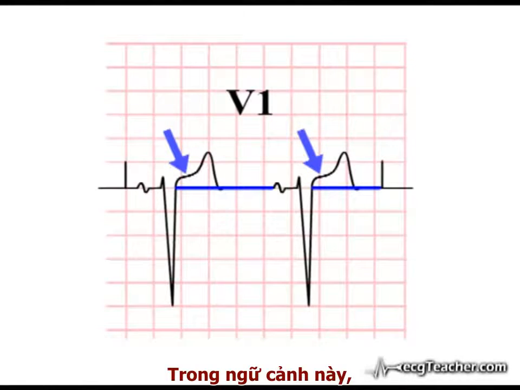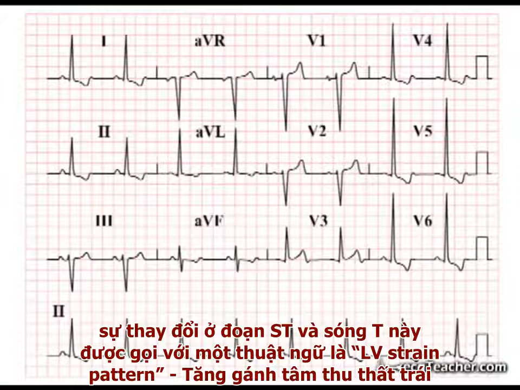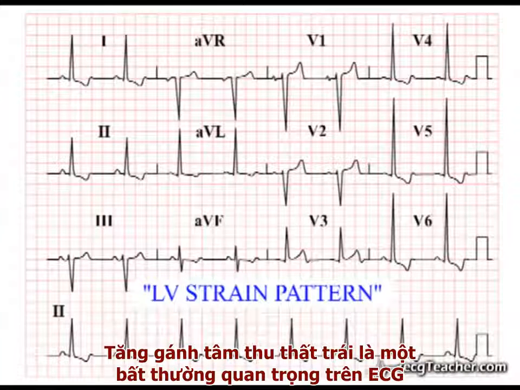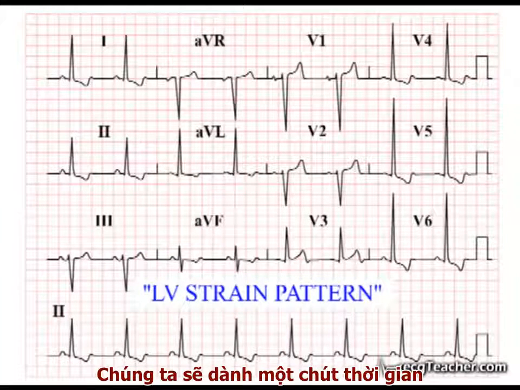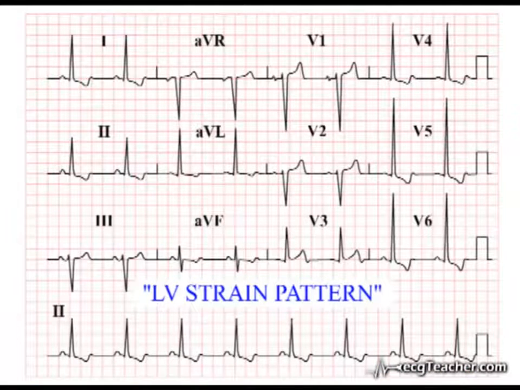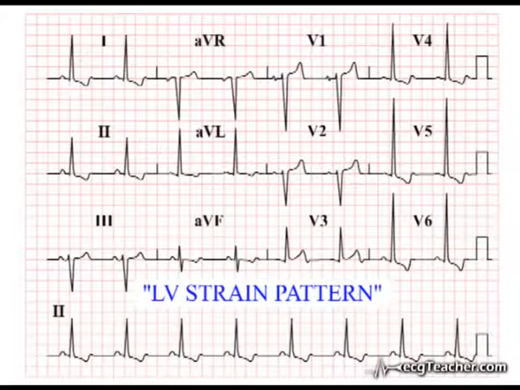In the setting of LVH, these ST segment and T wave changes are referred to as an LV strain pattern. The LV strain pattern is an important ECG abnormality, seen in a proportion of cases of left ventricular hypertrophy. We will take a moment to explain the generation of this ECG pattern, as it is very important clinically for reasons we will come back to.